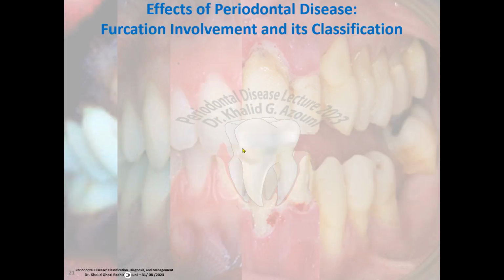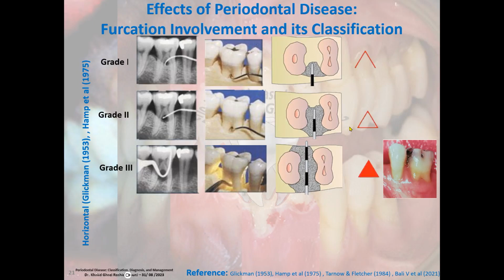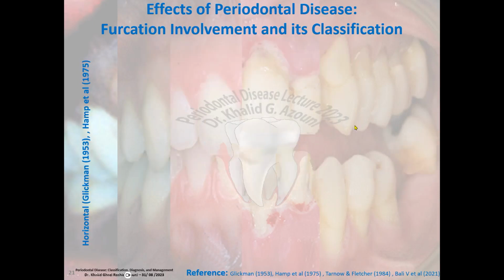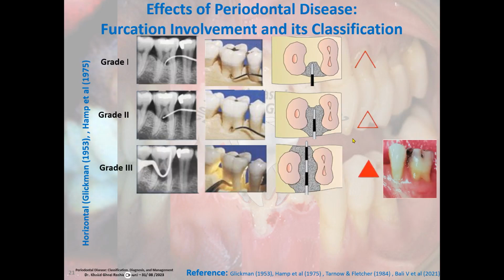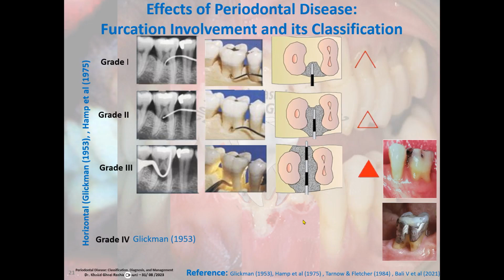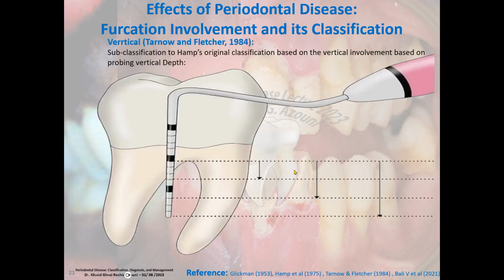And then the furcation involvement and its classification. Two classifications: the horizontal one like Lindhe and Hamp, grade 1 and grade 2, which is more deep, and grade 3, which is through and through. Grade 4 is like grade 3, through and through, but with gingival recession leading to exposure of the furcation. Add to it the vertical component, which is the probing pocket depth.